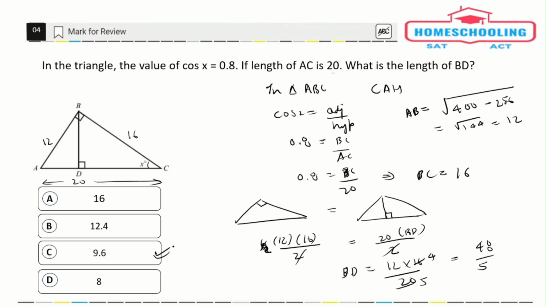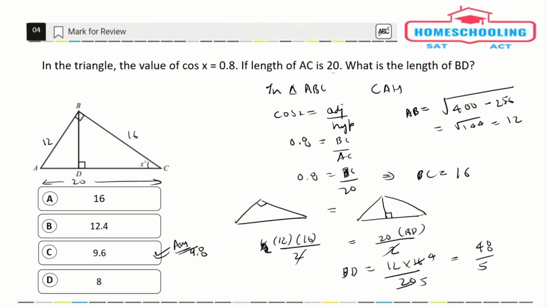So you can use this trick to save a few seconds which you would spend on typing those numbers on the calculator. If there were one more option like 9.8 and 9.6, then if the options are close, go for the calculator. But if options are far away like 9.6, 12.4, 16, 8, then go for something that is close, that is slightly less than 10, that is 9.6. So this is going to be the answer.